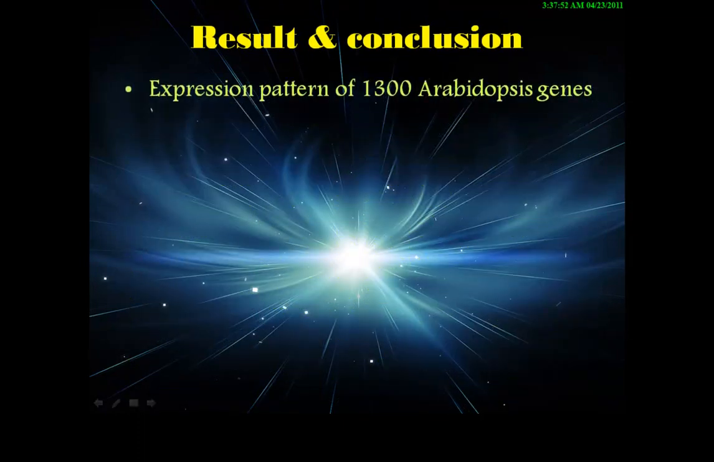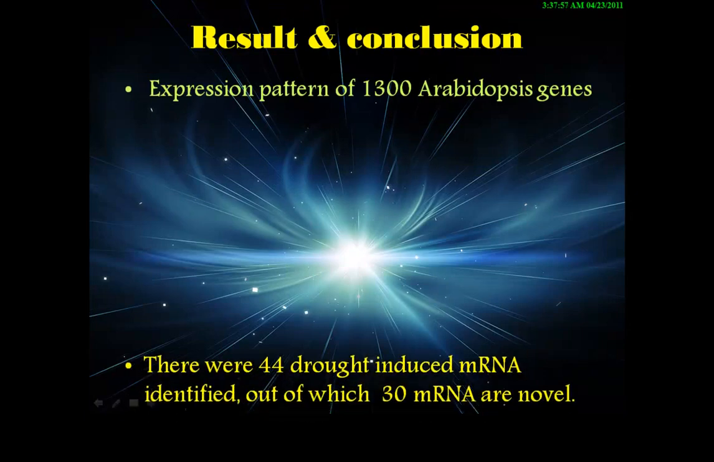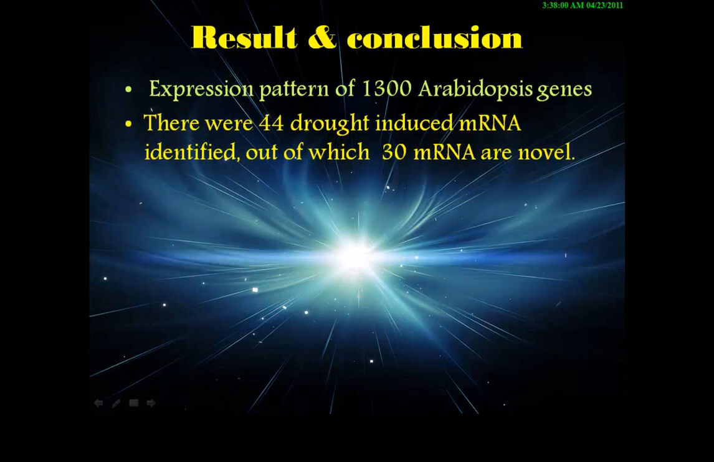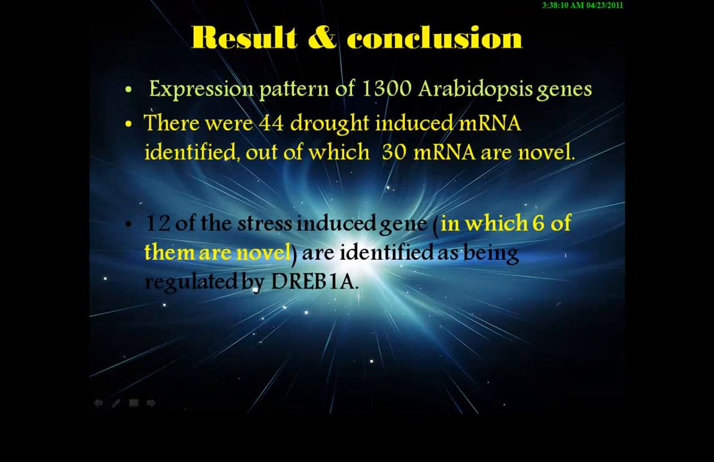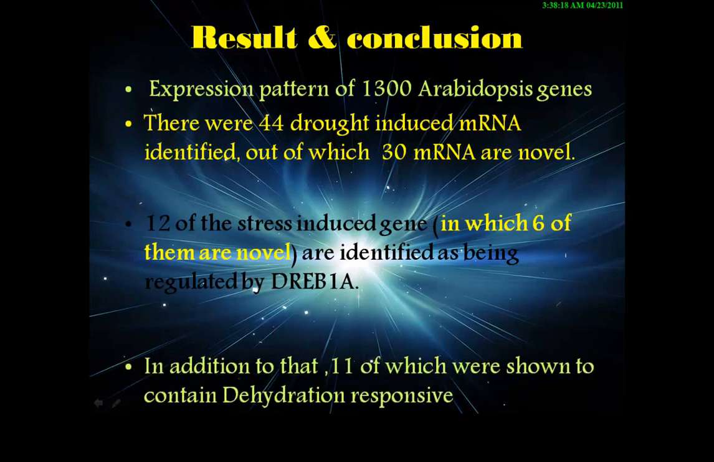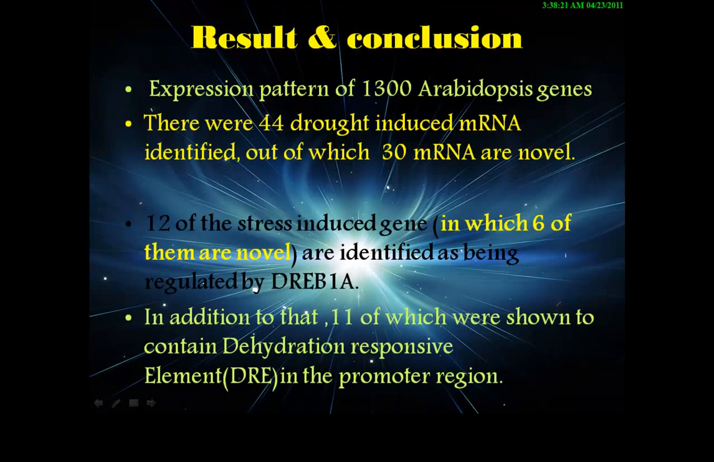Drought stress induced gene expression profiling study includes 300 Arabidopsis genes. There were 44 drought-induced mRNAs identified, out of which 30 mRNAs are novel. 12 of the stress-induced genes are identified as being regulated by DRIP1A, out of which 6 are novel. In addition to that, 11 of which were shown to contain a dehydration responsive element, that is DRE, in the promoter region.